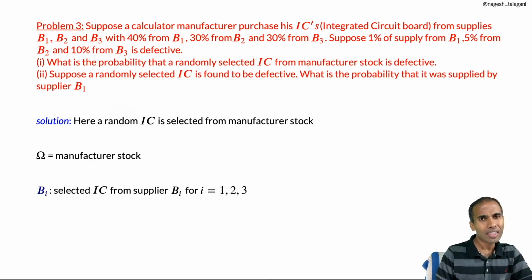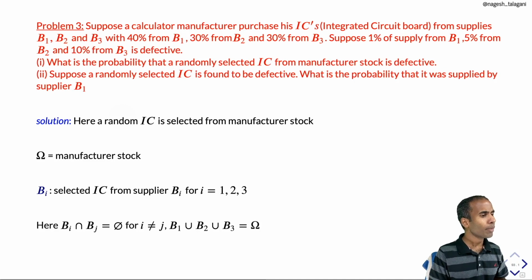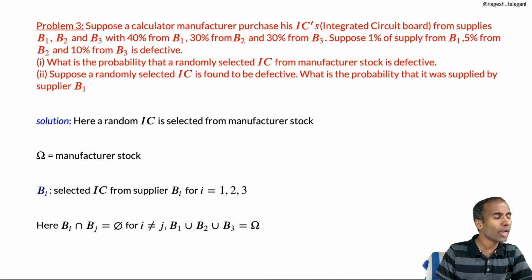Now we can see that no IC comes from more than one supplier, and any IC in the manufacturer stock comes from one of the suppliers B1, B2, B3. So we can see Bi intersection Bj equals empty for i not equal to j, and B1 union B2 union B3 is all of omega. That means B1, B2, B3 form a partition for omega.